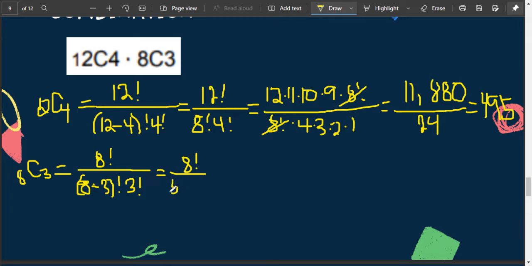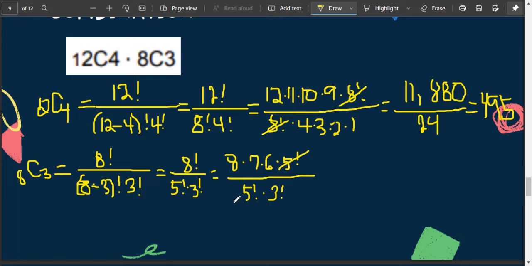And then 3 factorial, right? Times 3 factorial. So, alin yung mas mataas na number? Yung 5 or yung 3? Very good, yung 5. So, i-expand natin yung 8 factorial hanggang 5 factorial lang. So, 8 times 7 times 6 times 5 factorial over 5 factorial times 3 factorial.